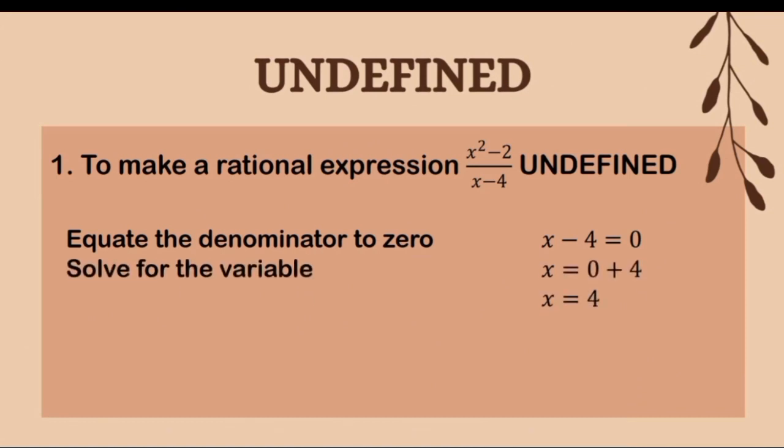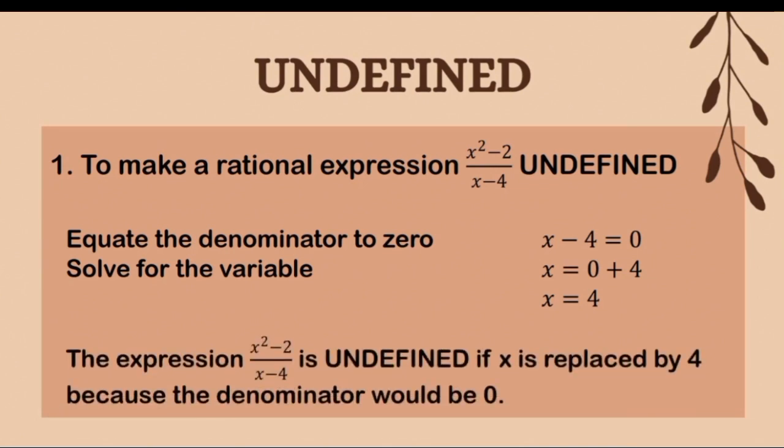x - 4 = 0, then transpose the negative 4 to the right side, so it will become positive 4. So x equals 4. The expression (x squared minus 2) over (x minus 4) is undefined if x is replaced by 4 because the denominator will be 0.